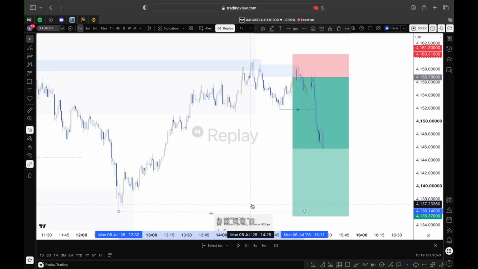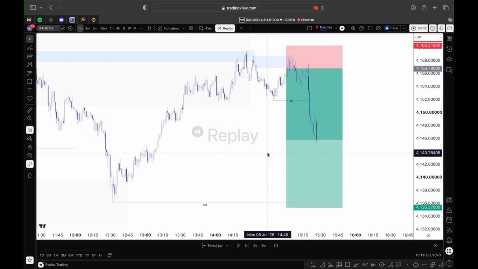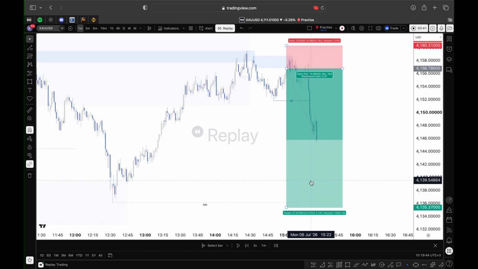So this was now the sell side liquidity I was to target. So this was on Monday. Trade was given around 14:28 Eastern African time. Got tagged around New York open there, now aligning with now New York session momentum. Let's see if we get now the full TP.